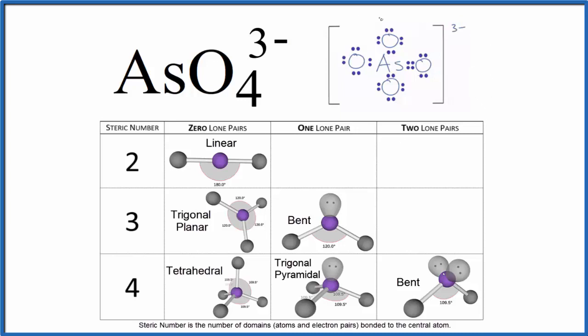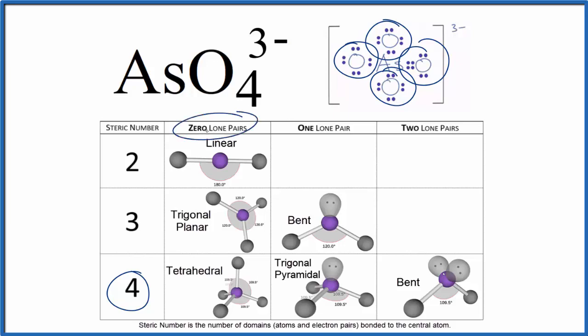So when we look at the Lewis structure here, we want to look at the steric number. How many things are attached to our central As? We have 1, 2, 3, 4 things attached. And we don't have any lone pairs. All of these electrons here, they're involved in chemical bonds with the oxygens. 0 lone pairs. Tetrahedral, our bond angle, 109.5.